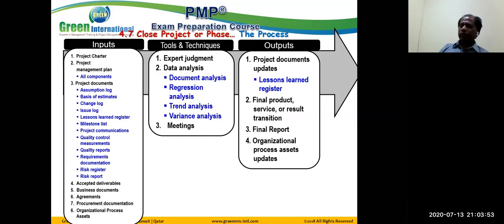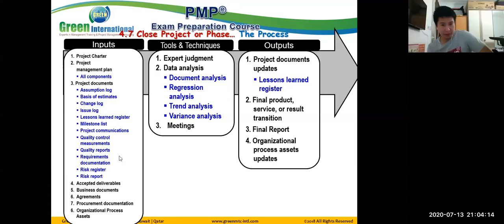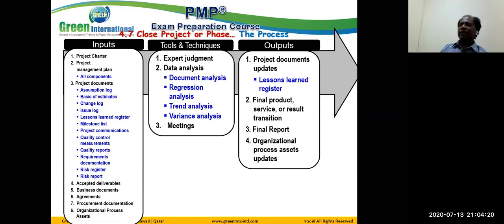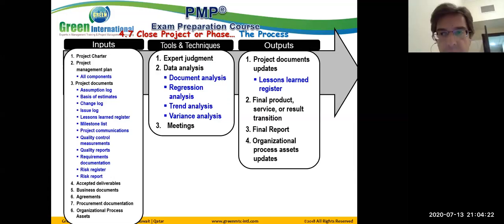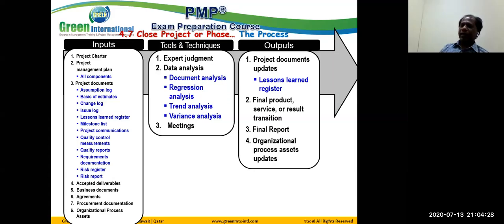See the fourth input, accepted deliverables. Where is this coming from? Accepted deliverables, where is this coming from? Completed deliverables accepted by the client, the customer side. Where are we getting the acceptance of the customer on the deliverable? Scope validation? No. Validate Scope. That is the result. Accepted deliverables are the result of that. So that is an input to the process.